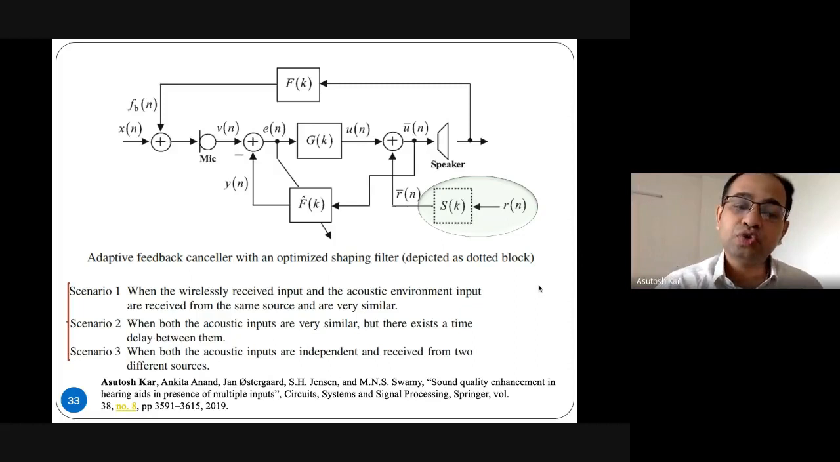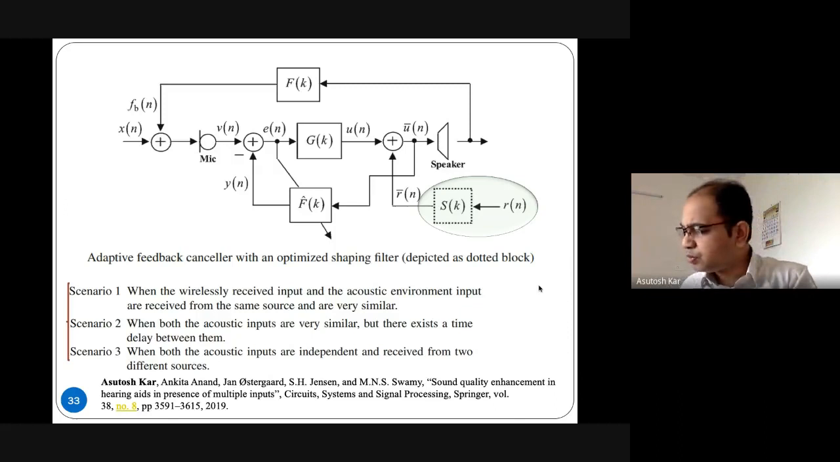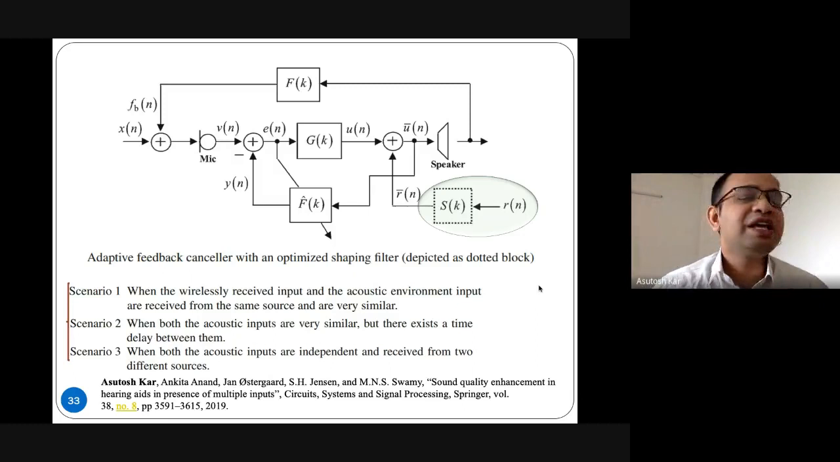If it is not properly managed, what will happen? Wireless input will come, acoustic input will come. Acoustic input means I am telling something to you directly. Both will come, and both will interfere with one another. So the hearing aid user will hear nothing, neither this nor that. He will hear confusion. He will get confused.